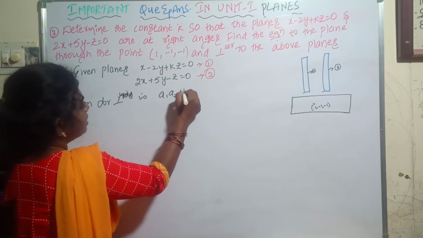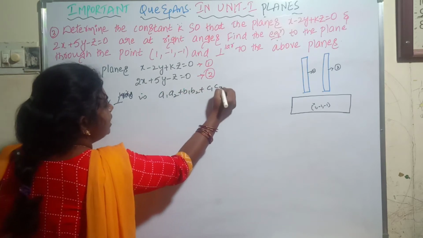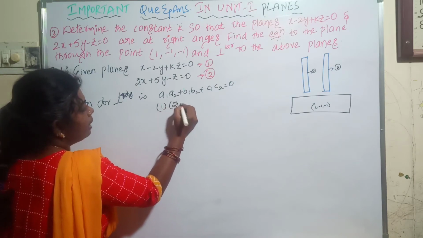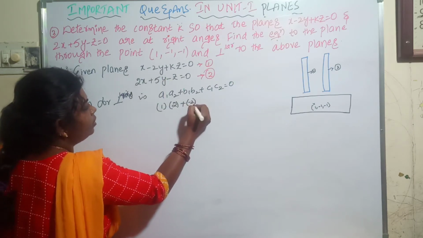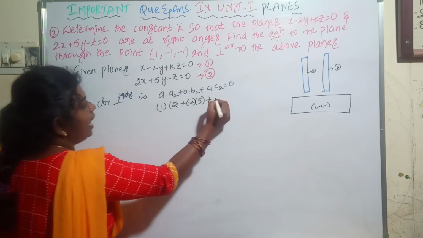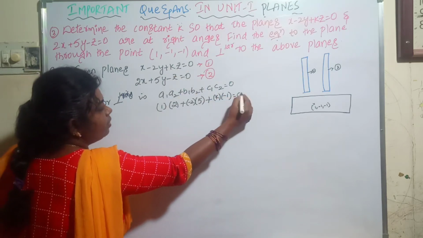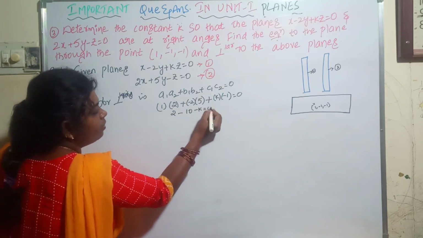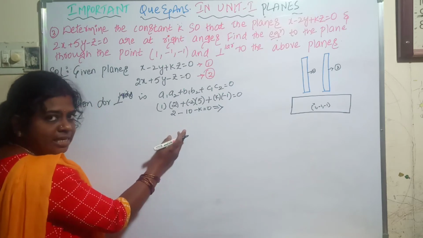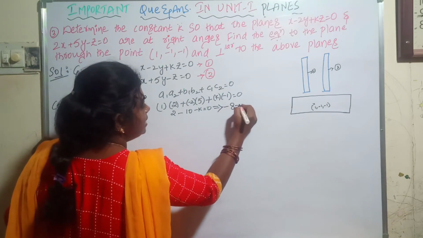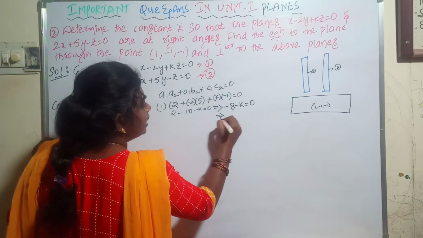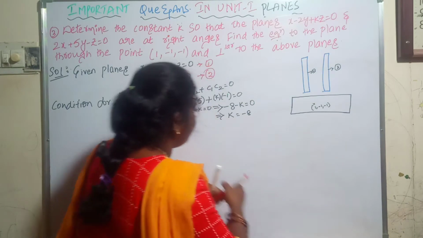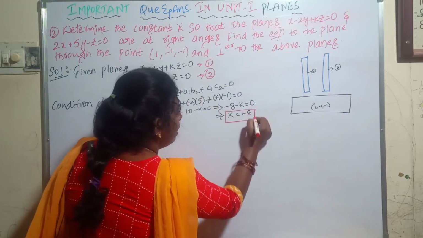a1a2 + b1b2 + c1c2 = 0. So 1 into 2 plus (-2) into 5 plus k into (-1) is equal to 0. 1 into 2 minus 10 minus k equal to 0. That implies 2 minus 10 is minus 8, so -8 - k = 0. That implies k is equal to -8. We have got the value k is equal to -8.